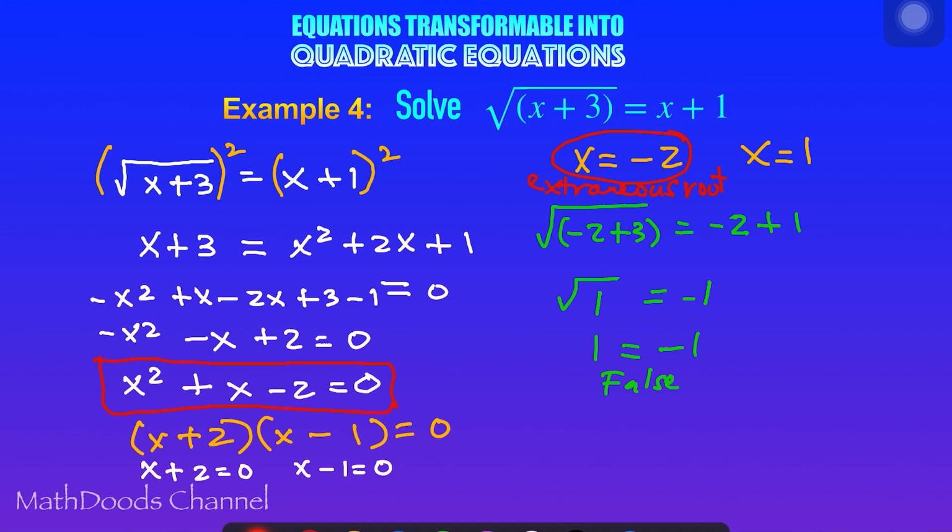Tapos, test natin yung 1. So, square root of 1 plus 3 is equal to 1 plus 1. So, square root of 4 equals 2. Square root of 4 is 2. So, true. So, yung x is equal to 1 is a solution.